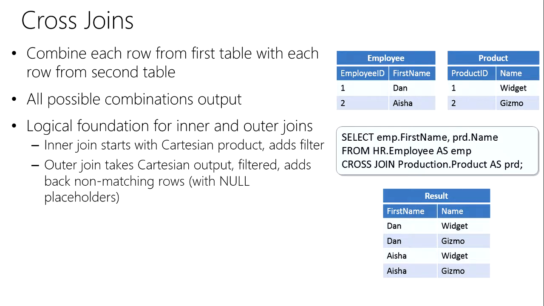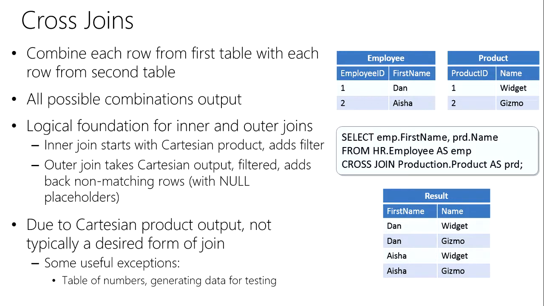So this is actually the logical foundation for inner and outer joins. This is actually how SQL Server does things under the covers. It starts with a Cartesian product and then filters to get an inner join. And it starts with a Cartesian product, filters, and then adds back non-matching null rows to get an outer join. So fundamentally, all joins are Cartesian products, but then they're filtered. Cross joins are just Cartesian products without any filters applied.